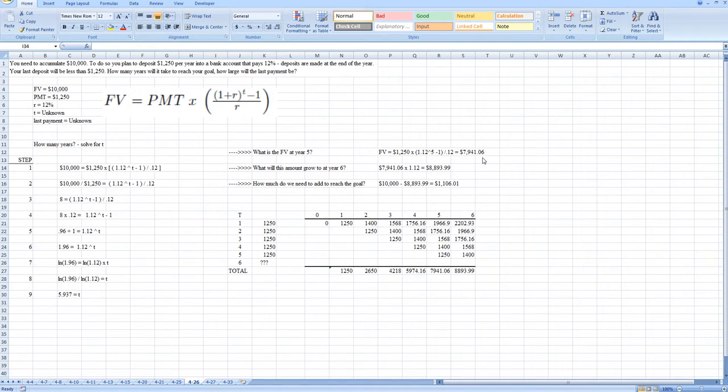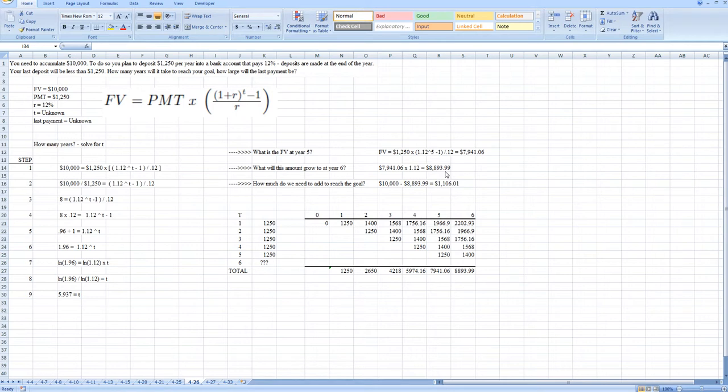But then we also need to realize that at the end of year 5, this amount still has 1 more year to grow. So we want to know, what will this amount grow to at year 6? So we take that amount, multiply it by 1 more year of rate of return in the bank account. So if we leave this 7,941 in the bank account and it's growing at 12%, how much will we have by the end of year 6? And at the end of year 6, we're going to have $8,893.99.